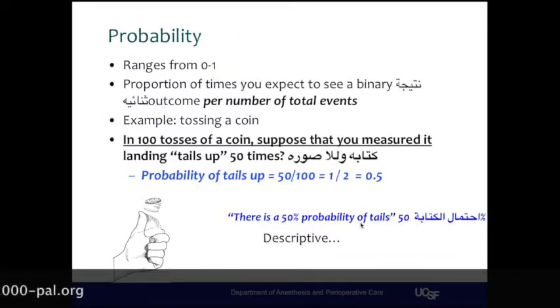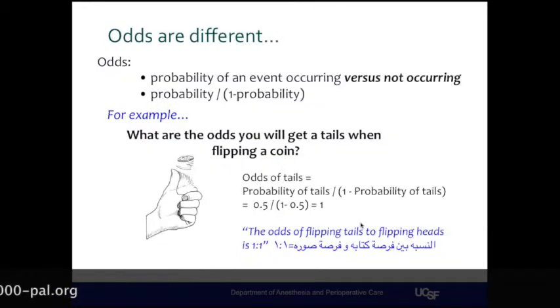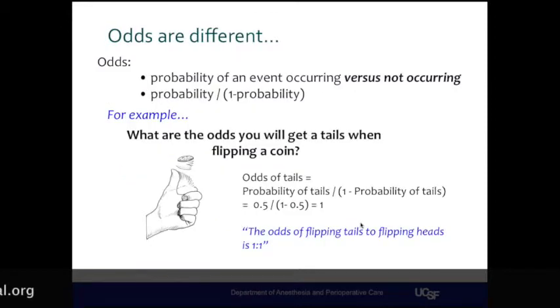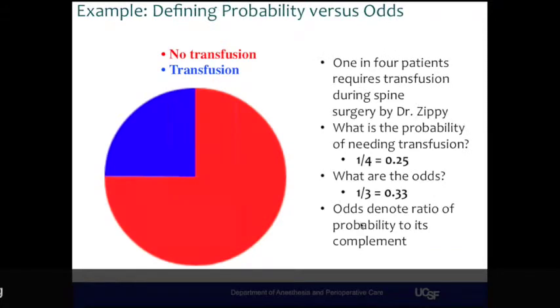The probability was 0.5. The odds are 1 because we're measuring something different. Probability, recall, was measuring the number of times it landed tails divided by all the times you tried it. So that's a probability. It's a proportion. The odds are going to be the probability of the event occurring versus the probability of the other eventuality of it not occurring.